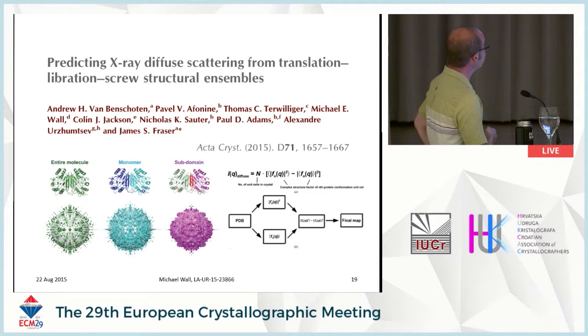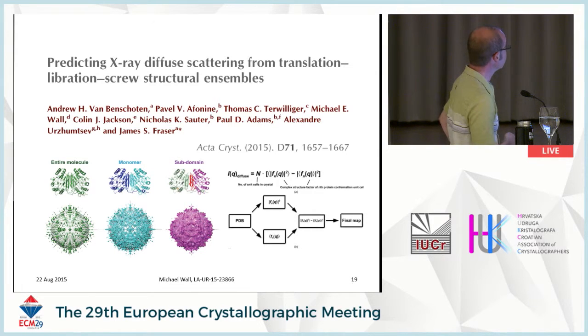So Andrew Van Benschoten in James Fraser's lab has been interested in picking up this problem and has recently taken this equation and applied it within Phenix to a method called phenix.diffuse that's now available. He now has a pipeline that takes a PDB structure, or a set of PDB structures, as an input, and performs the same operations that I've shown you on the previous pages with the MD. In this case, he applied it to TLS models and calculated the final map of diffuse scattering. So this is recently published work.